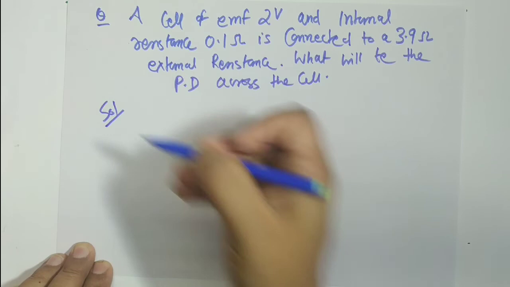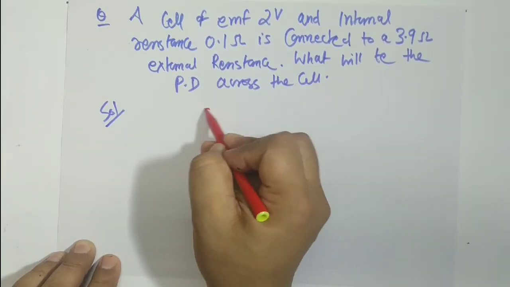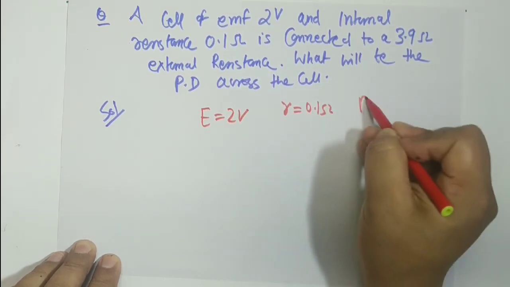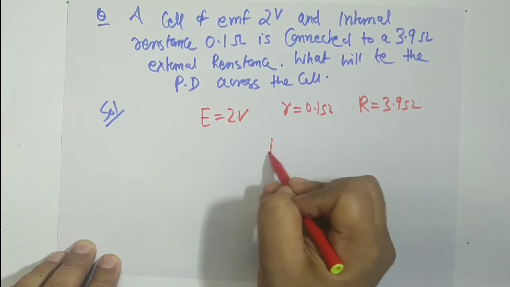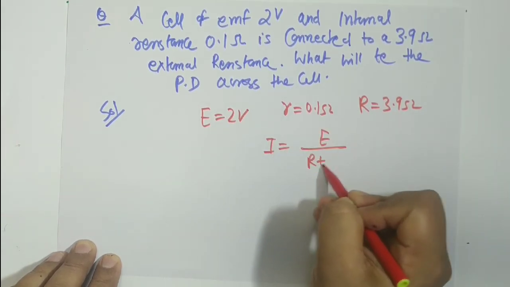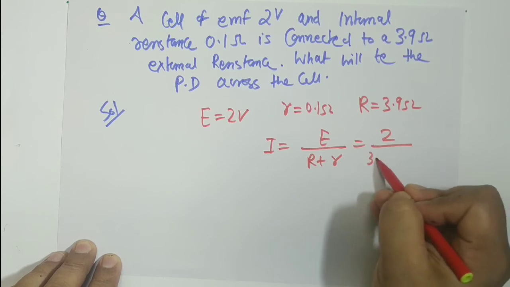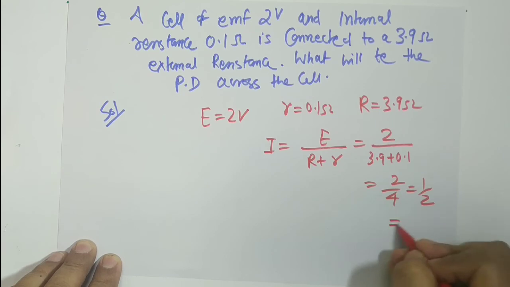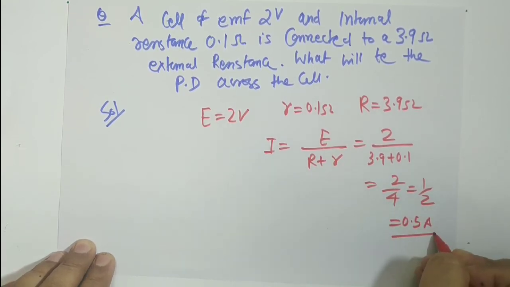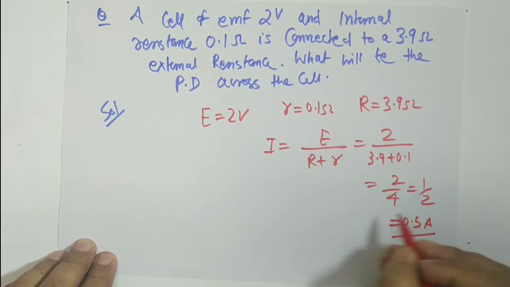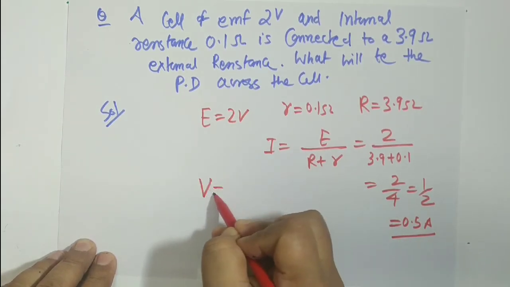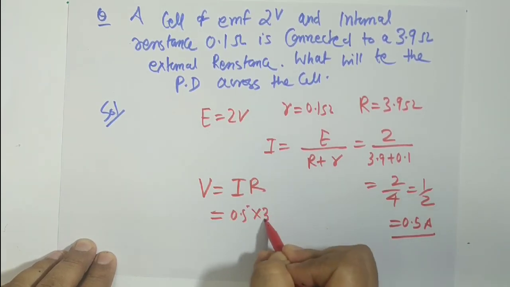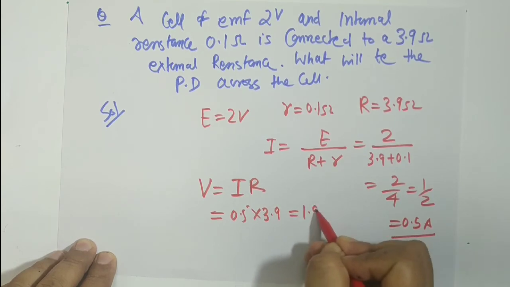And the solution is very simple. What is EMF? 2 volt. What is small r? 0.1 ohm. What is capital R? 3.9 ohm. What is I? E upon R plus r, you got it or not? So 2 by 3.9 plus 0.1. So it becomes 2 by 4, that is 1 by 2, that is 0.5 ampere. This is the current. And then can you find out the V? Yes, V is what? IR. So I is 0.5 and R is 3.9. So it becomes 1.95 volt.